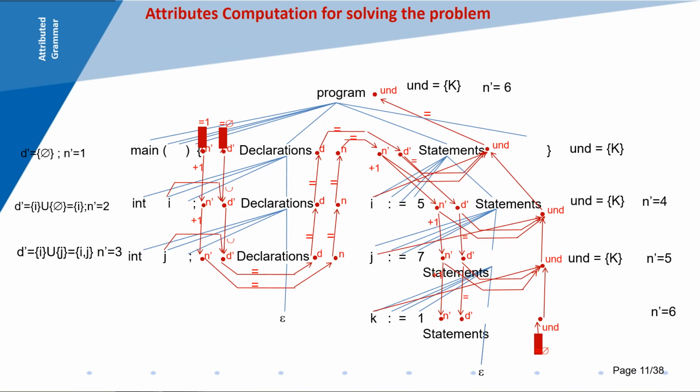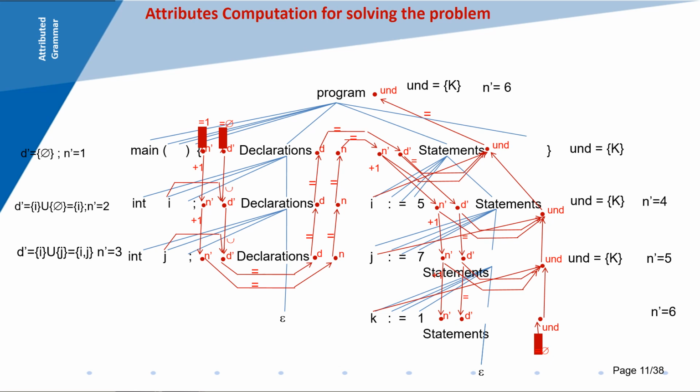To solve this problem, we can begin by incrementing the line number using the non-terminal declarations, and at the same time, we store the declared variables in the inherited attribute D prime. At the bottom of the tree, we transmit the inherited attributes D prime and N prime to the synthesized attributes D and N, and we go from bottom to top in the tree. Next, we transfer the synthesized attributes D and N to the inherited attributes D prime and N prime of the non-terminal statements. We go from top to bottom in the tree. We increment the line number in the inherited attribute N prime, and the value of D prime is transferred down in the tree.